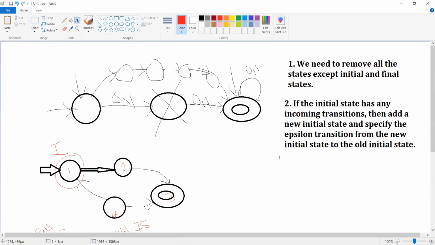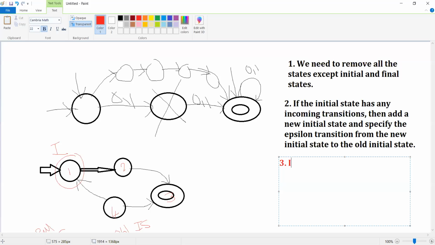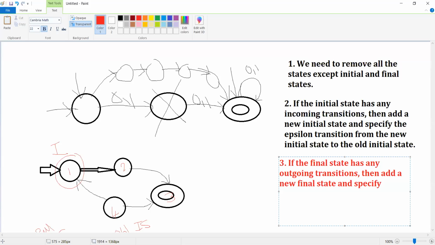Now go for the third rule. The third rule says, and it is completely opposite to the initial state: if the final state has any outgoing transitions, then add a new final state, and specify epsilon transitions from the old final states to the new final state.